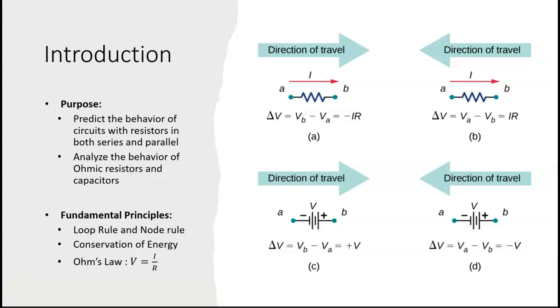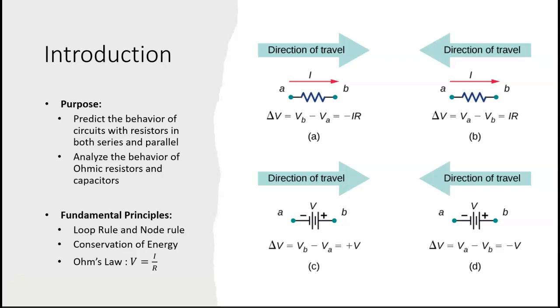A brief introduction. The overall purpose of this lab is to predict the behavior of circuits with resistors that are both in series and parallel. We analyze the behavior of ohmic resistors and capacitors in this lab as well. The fundamental principles that are used in this lab are as follows. The loop rule and the node rule.